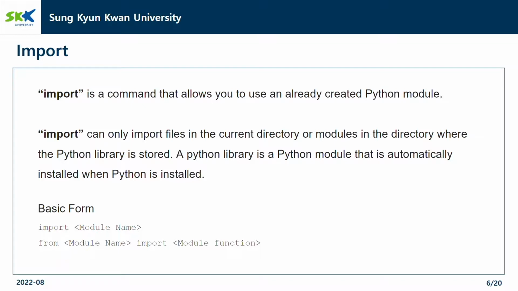The basic form of import is import module name. Here, the module name refers only to mod1, with the .py extension removed from mod1.py. Sometimes, instead of using mod1.add and mod1.sub, you may want to use only the function names add and sub without the module name. In this case, if you use the from module name import function format, you can directly use the function of the module without attaching the module name.